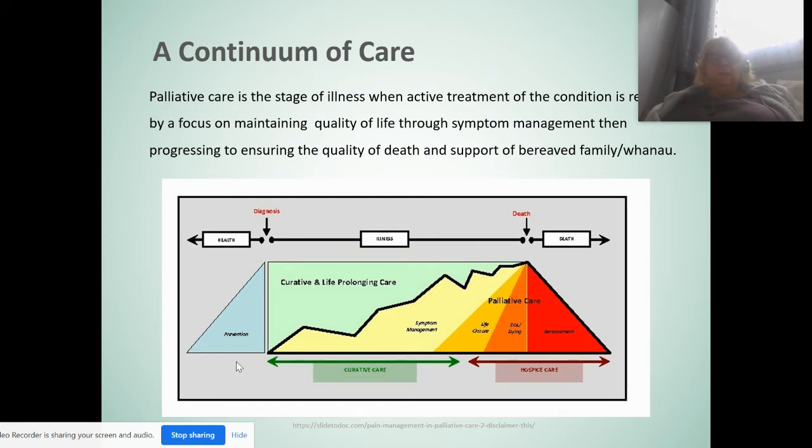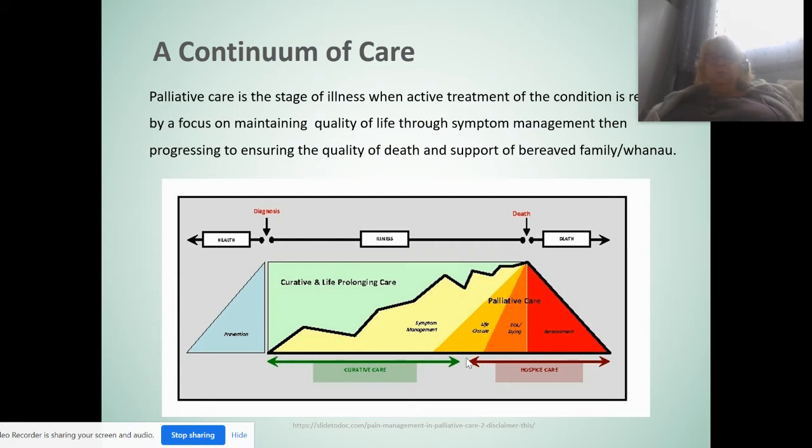Okay, so down here you've got the prevention. Okay, so you've got diagnosis in here. And this is the continuum of the illness across the top here, and this is what happens after death. Okay, so curative care can happen anywhere in here, all right, but it's still palliative. You can still get palliative care in here, okay, and you've got symptom management in here as well.